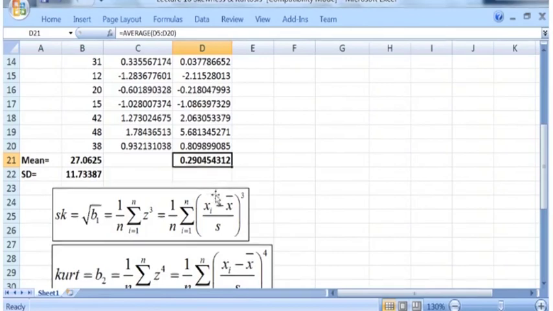So here, as far as this number is concerned, we have 0.29. We need to check whether it is actually different from 0 or it is different from 0 by chance. As far as this number, 0.29, is concerned, we can say that the distribution of this data set is slightly positively skewed. So this is how we can use Microsoft Excel to calculate skewness.